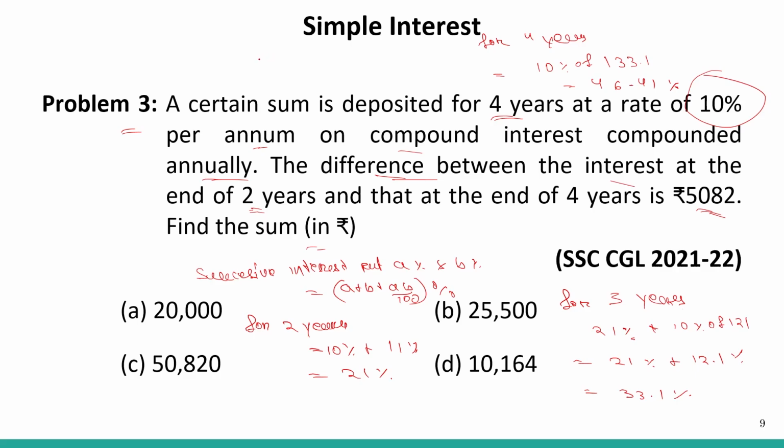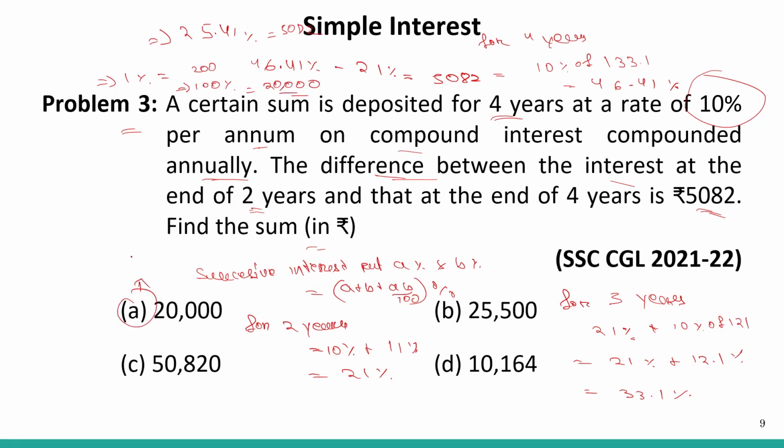Okay, so given that 46.41% minus 21% is equal to 5082. So this implies that 25.41% is equal to 5082, right? So this implies that 1% is equal to what? 200. So this implies that 100% is equal to 20,000, right? So 20,000 will be the correct answer.